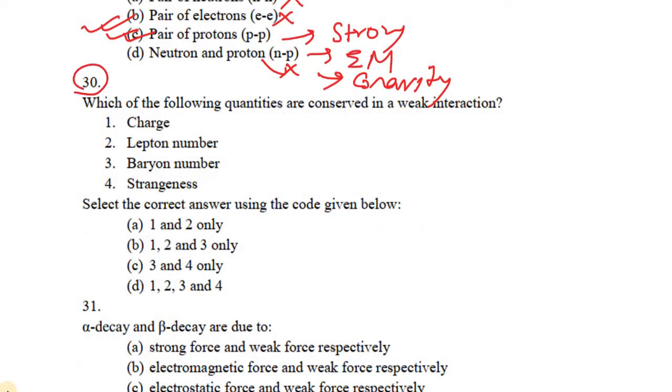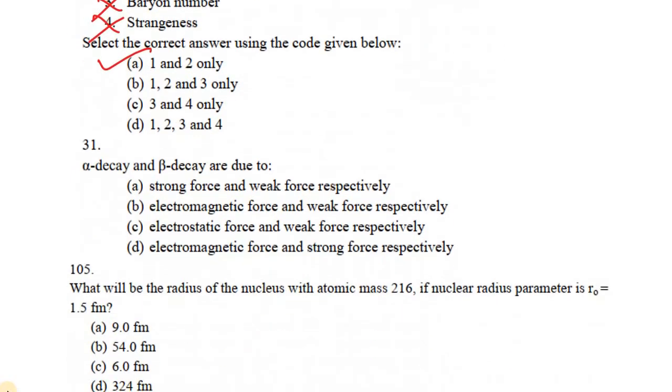Next is 30, which of the following quantities are conserved in the weak interaction. In the weak interaction, charge should be conserved and the lepton number. Baryon number is not conserved and strangeness is not conserved, so A is the answer.